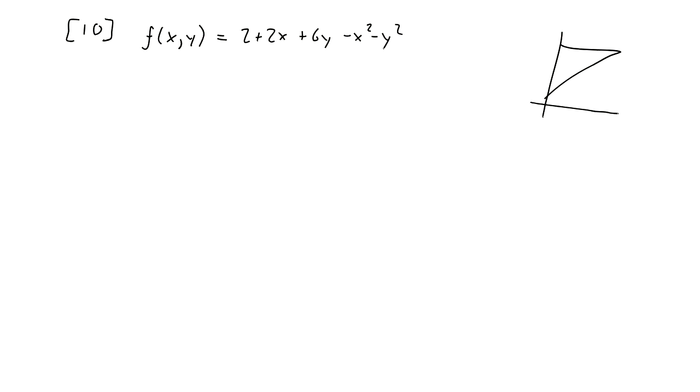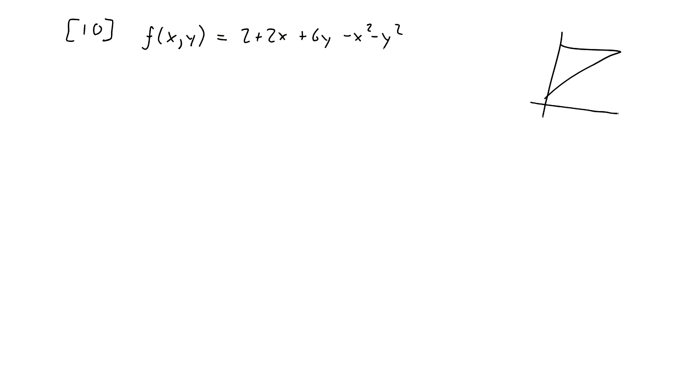Now let's look at problem number 10. We want to find the absolute extrema of this function, f of x and y equals 2 plus 2x plus 6y minus x squared minus y squared, on the region that is on your relay sheet. I'll label that a little bit better. I'm not going to write down all the conditions. I'll let you refer to the sheet, and I'll write them down as we go along.